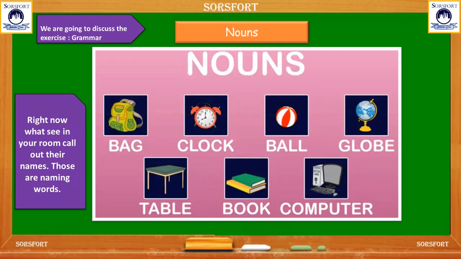Right now, what you see in your room, call out their names. Those are naming words like bag, clock, ball, globe, table, book, computer. You can see so many things in your room. So all those objects or things are nouns.